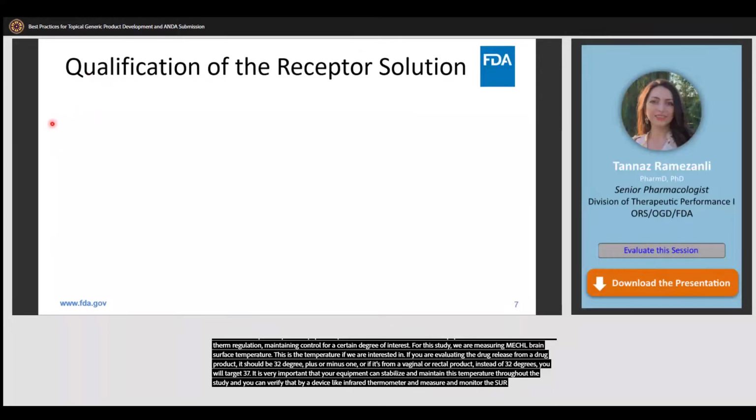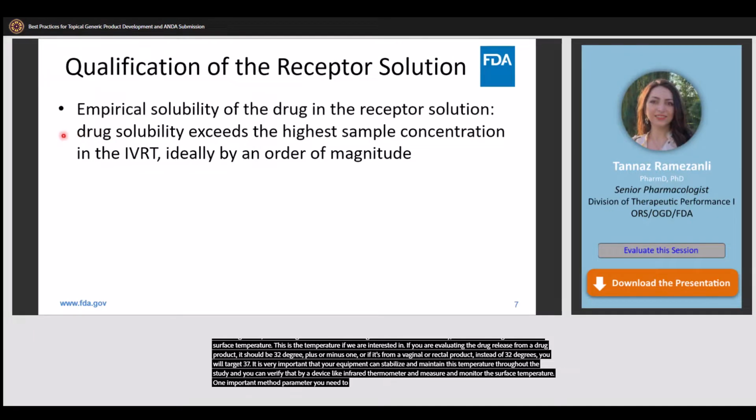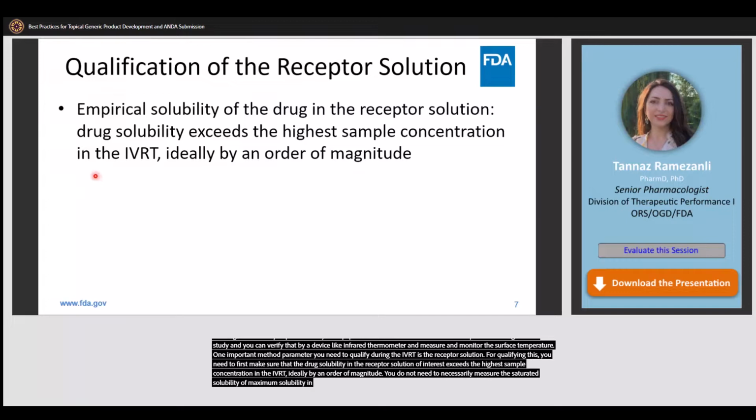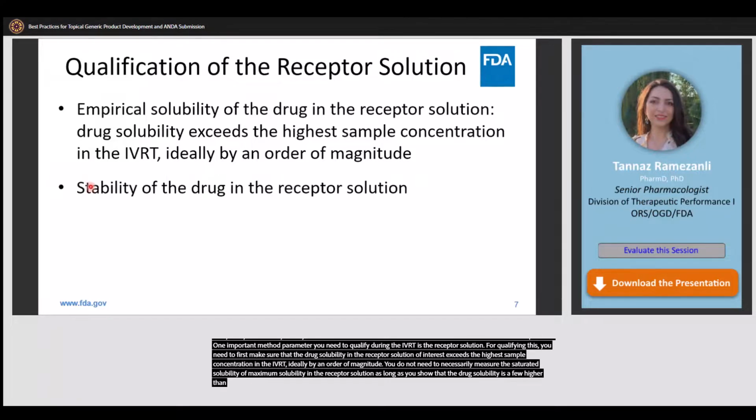One important method parameter that you need to qualify during IVRT is the receptor solution. For qualifying your receptor solution, you need to first make sure that the drug solubility in the receptor solution of interest exceeds the highest sample concentration in the IVRT, ideally by an order of magnitude. You don't need to necessarily measure the saturated solubility or maximum drug solubility in the receptor solution, as long as you show that the drug solubility is a few fold higher than the highest sample concentration. That would be sufficient.